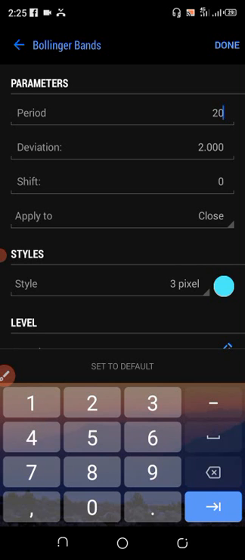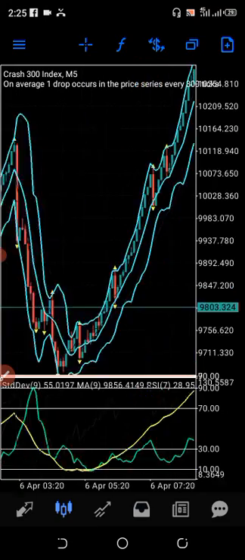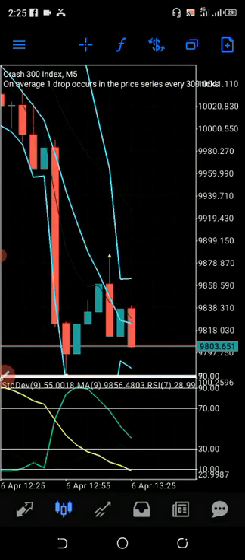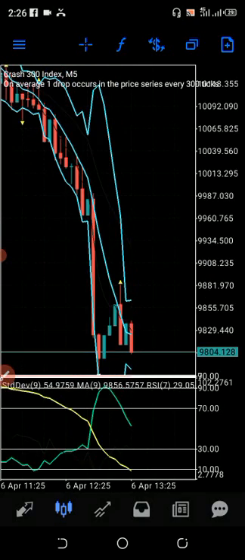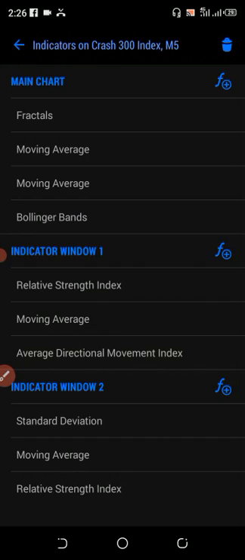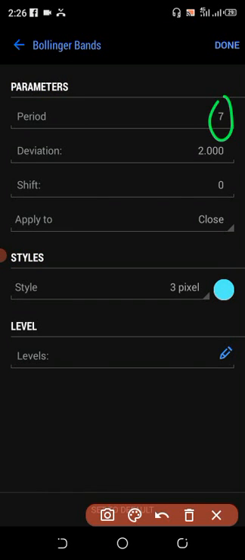Please watch. 7. Okay. When you're using a shorter period of 7, do you see how it brings it close and helps you understand it more easily? So please don't make the mistake of using 20 when you don't have enough capital. If you have enough capital, you can use a period of 20, even 50. All right, so let's go back. The Bollinger Band, 7 period, deviation 2.00. Apply to close, style, those things, you make your own choice.